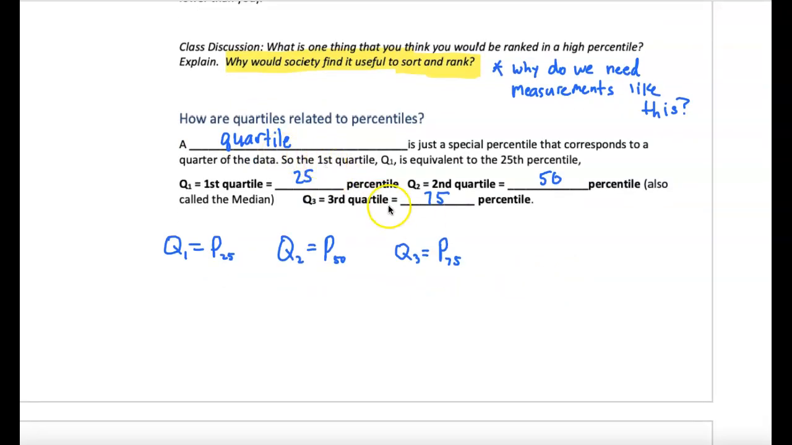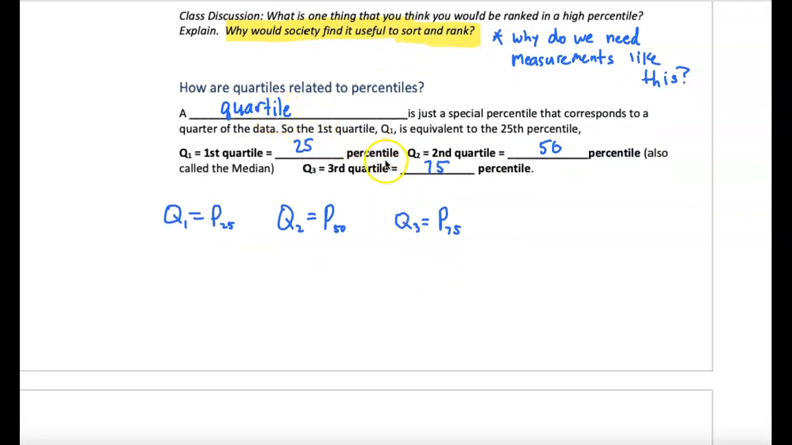Now, specifically, quartiles are a form of percentiles. We just call them quartiles because they represent the 25th percentile, the 50th percentile, and the 75th percentile. The middle one, the 50th, is also called the median. And they're so unique in statistics that we give them their own symbols.